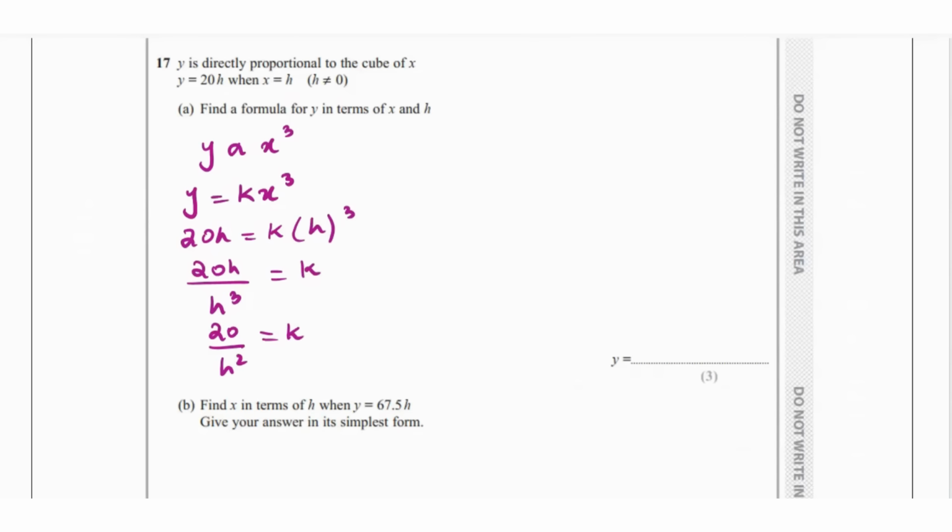So we have to find a formula for y in terms of x and h. Y equals 20 over h square times x cube. So y is 20x cube over h square. That is your formula for y in terms of x and h. Remember that you always have to find the value of k first. And for the value of k, you substitute the given values in the equation first. Figure out the value of k, put it back into the equation, and then your equation will be just in terms of the other given variables, not k.